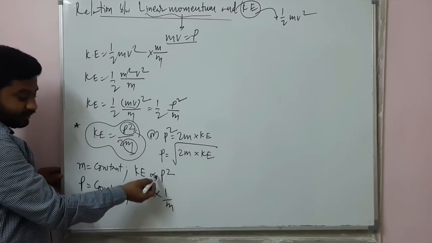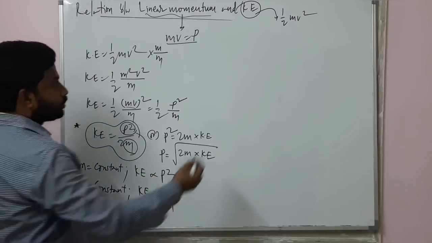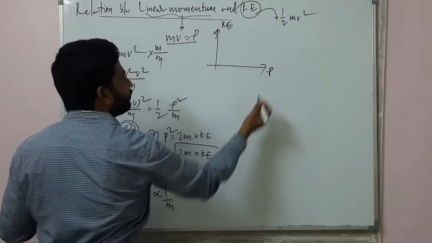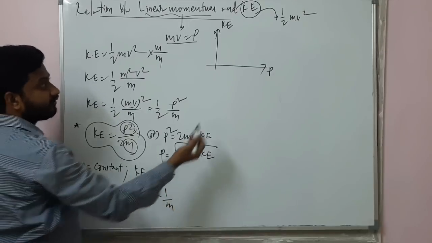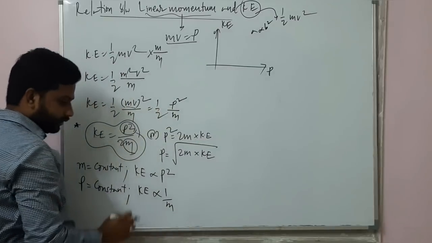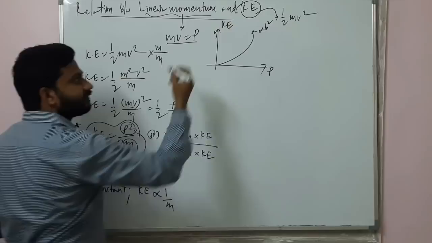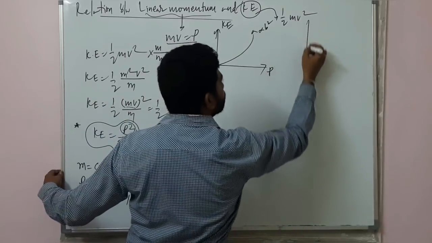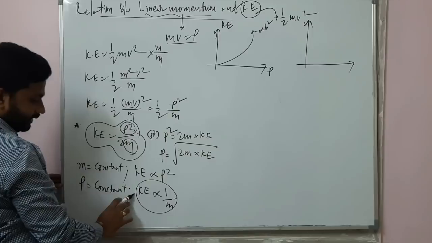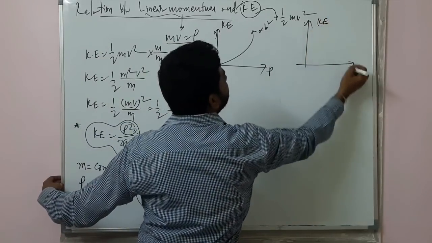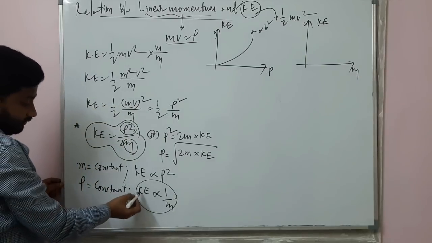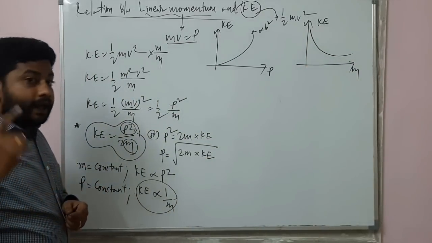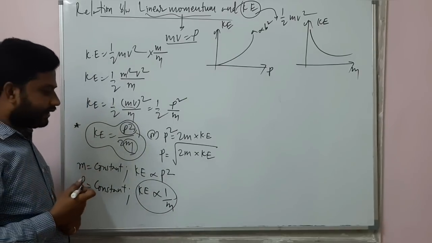And let's draw the graphs between these two. So the kinetic energy is here and this is linear momentum. Kinetic energy, linear momentum. This is the graph, it represents A is directly proportional to B square. You remember the graph? So this is the shape of the graph. Okay. Now, here, kinetic energy is inversely proportional to mass. So this is kinetic energy and the mass. So kinetic energy is inversely proportional to mass. Sorry, inversely proportional graph will be like this. Clear?